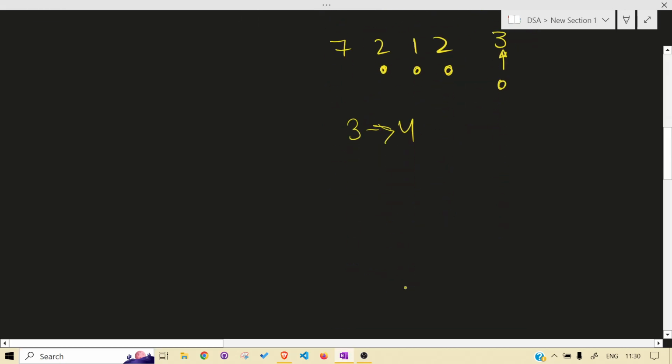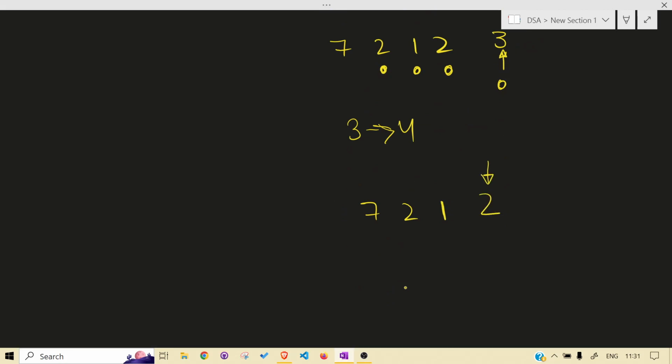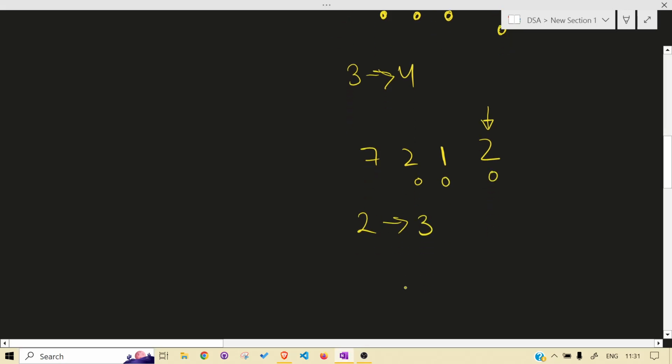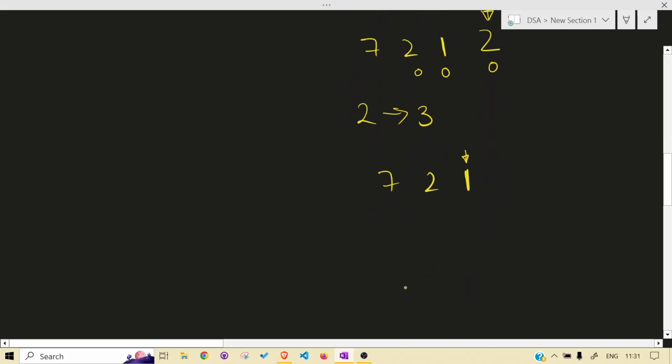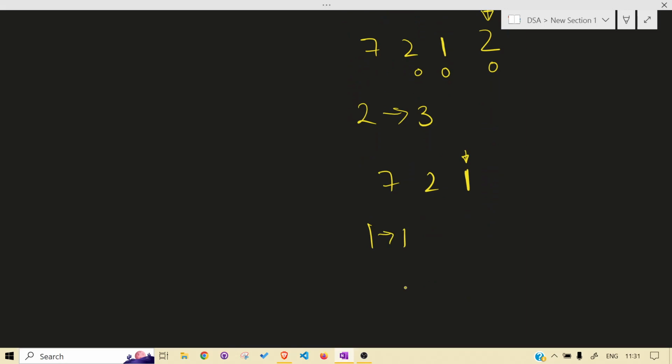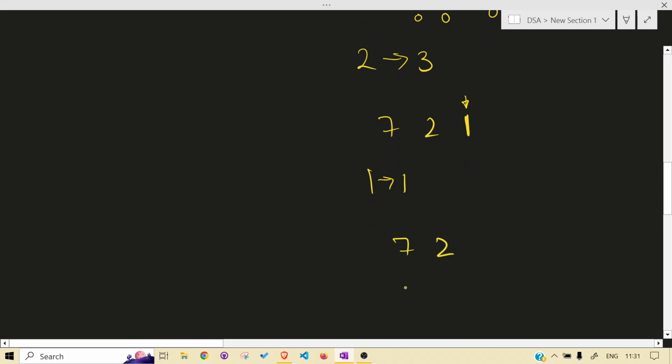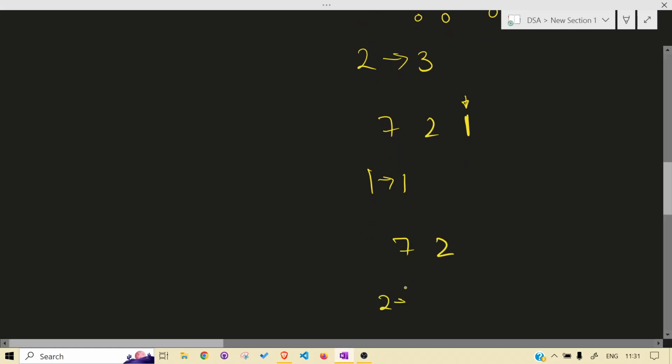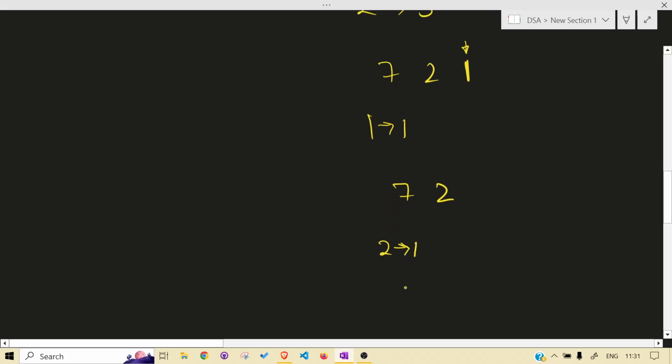Now if the current day price is 2, what will the stock span be? For 2, the span will cover this and this, so it will be 3. If the current day price is 1, what will the stock span be? I would say 1, because 1 is greater than or equal to itself only. And if the price is 2 after 7, what will the stock span of 2 be? I would say 1, because 7 is greater than 2, and 7 itself has a span of 1.